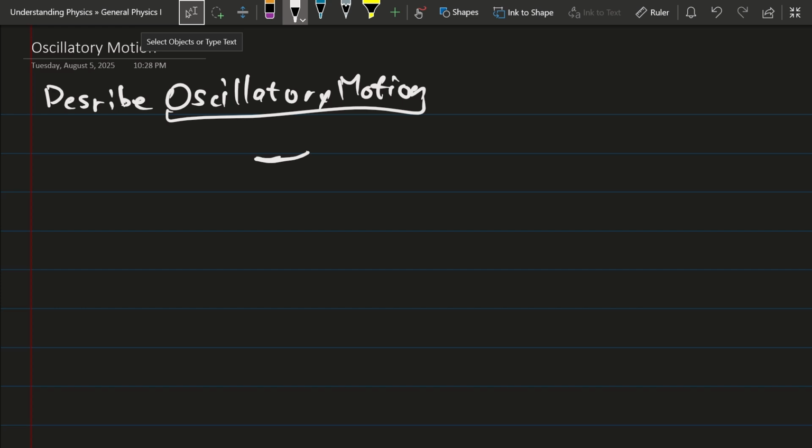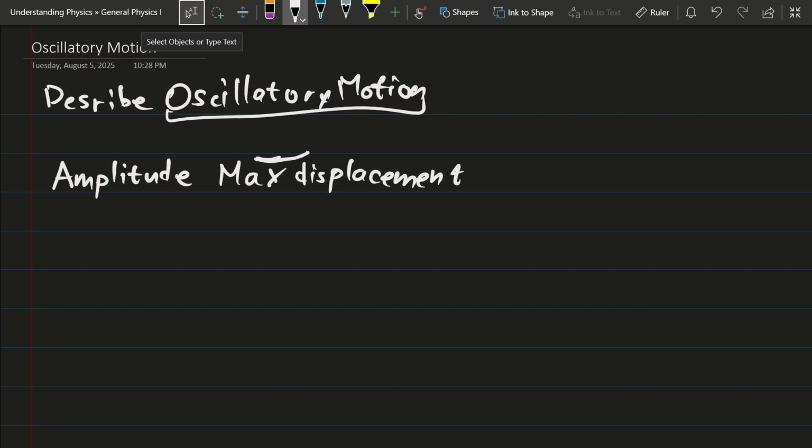And the way that you could describe these things is by using certain variables. The first is something which we call the amplitude. The amplitude is basically the maximum displacement for any variable. So for example, the amplitude could be angle, it could be length, it could also be, for example, its velocity or even acceleration or even force. And so these are the things that will allow you to describe oscillatory motion.